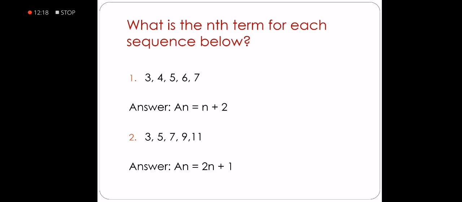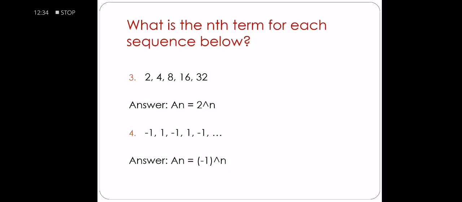So, number 1, we have 3, 4, 5, 6, 7. So, yung nth term niya ay a sub n equals n plus 2. In number 2, 3, 5, 7, 9, and 11. At ang kanyang nth term ay a sub n equals 2n plus 1.